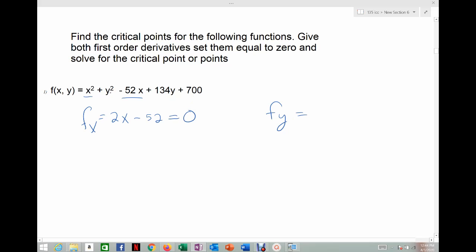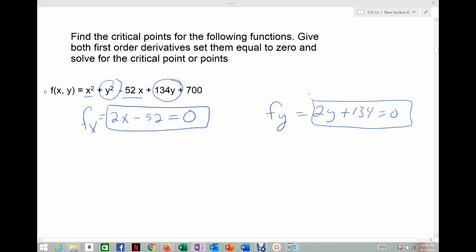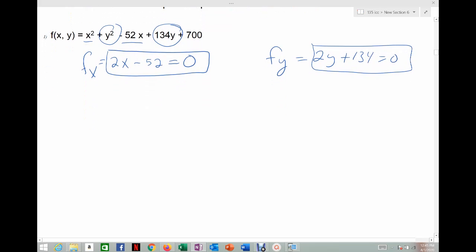Now the derivative with respect to y. There are only the two y parts, so the derivative with respect to y is 2y plus 134, set equal to 0. This is that last case. If you look here, this only has values of x in it, and this only has values of y in it, so I just solve them accordingly. There's no substitution or matrix method needed.